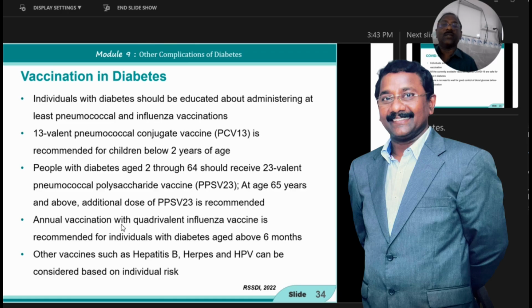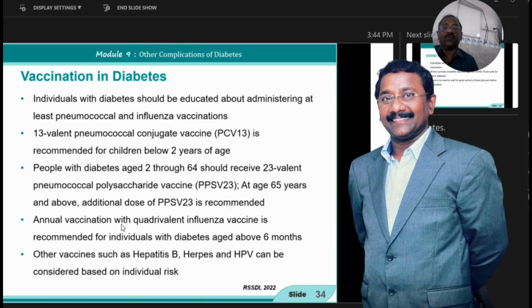The 13-valent pneumococcal conjugate vaccine, PCV13, is recommended for children below 2 years of age. Patients with diabetes aged 2 up to 64 should receive the 23-valent pneumococcal polysaccharide vaccine, PPSV23. At age 65 years and above, an additional dose of PPSV23 is also recommended. So two doses when the person is above 65 years, and a single dose in the 2 to 64 years age group.